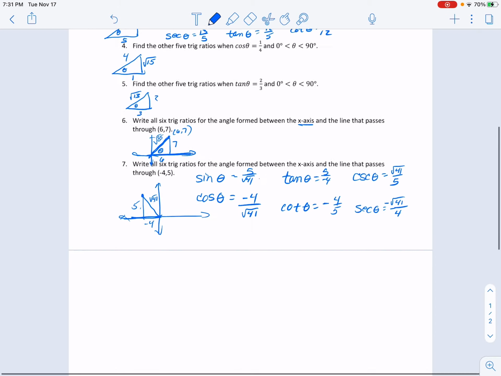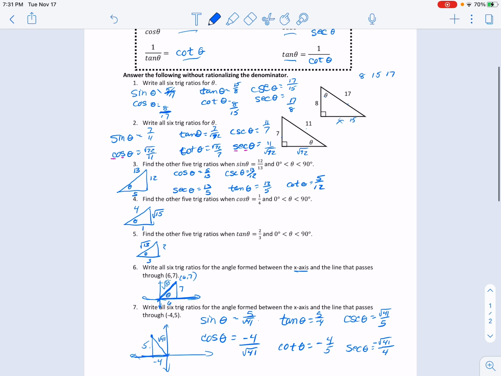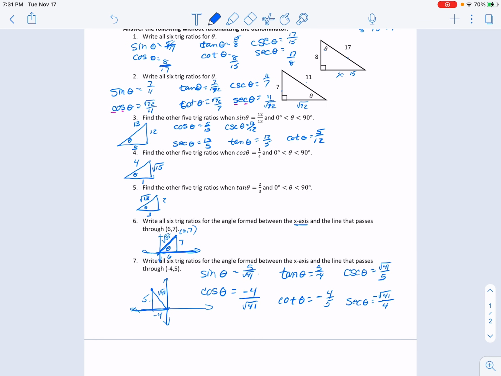All right? And that's all there is to this lesson today. So practice your right triangle trig and practice your reciprocal identities. Do all 6 in all those different ways.